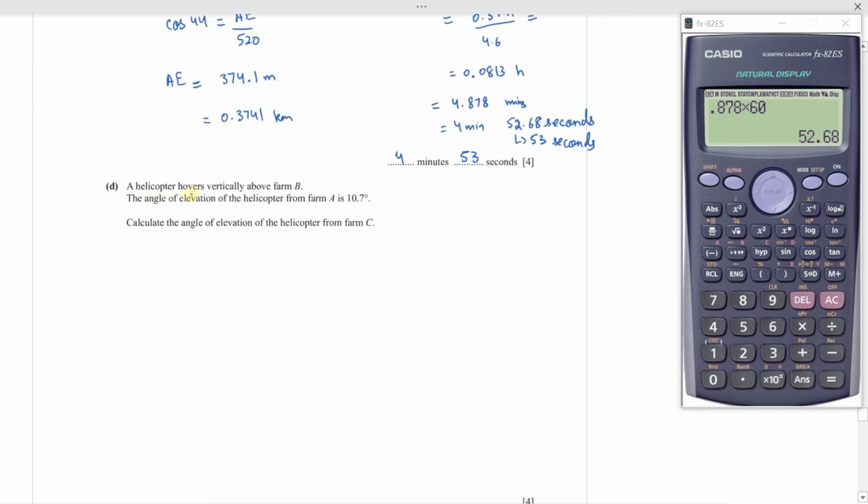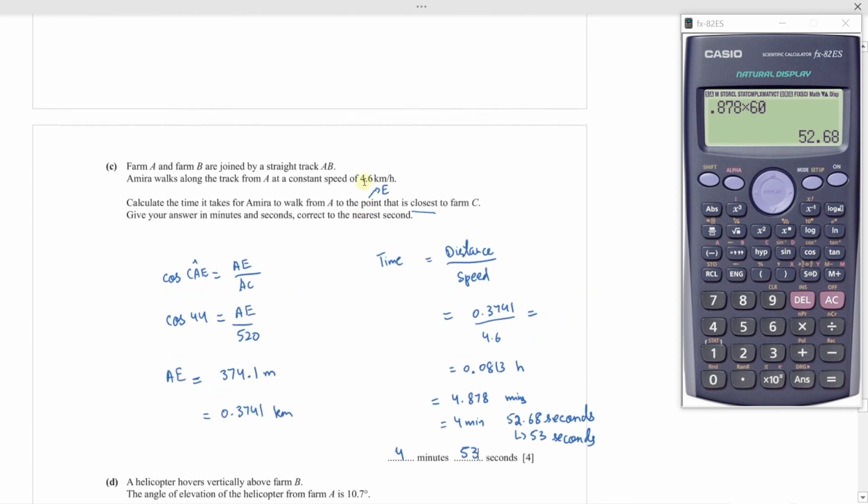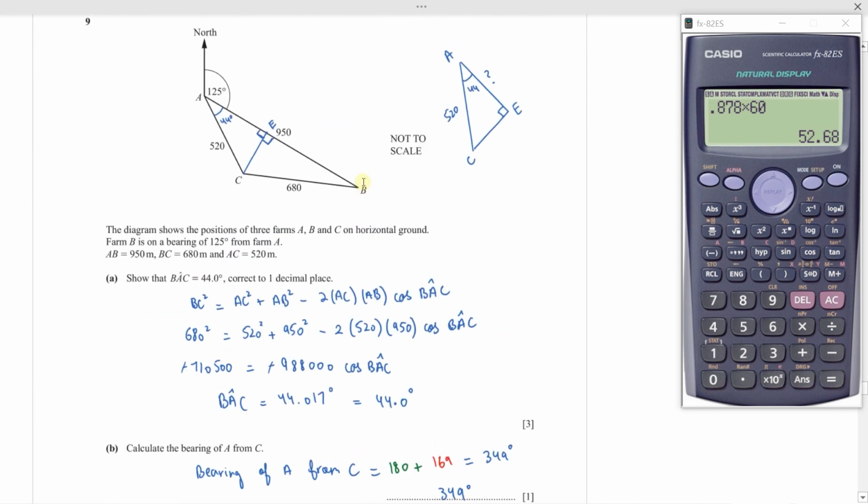Part D: a helicopter hovers vertically above the farm B. The angle of elevation of the helicopter from farm A is 10.7 degrees. Calculate the angle of elevation of the helicopter from farm C. So let me go back. So now you have a helicopter that is hovering above farm B.